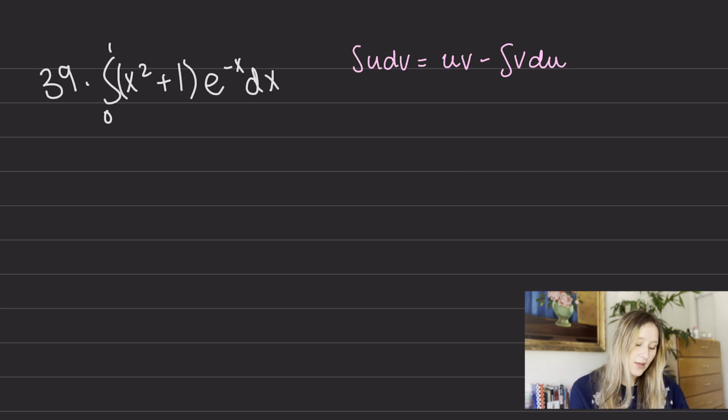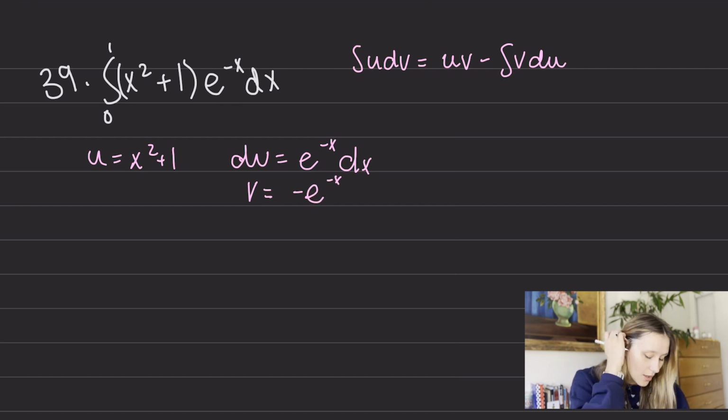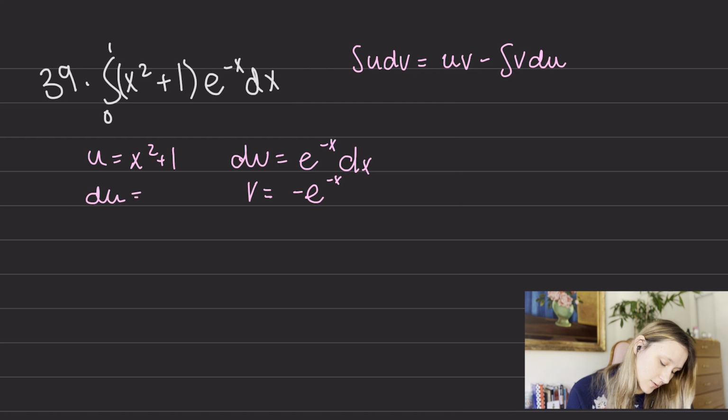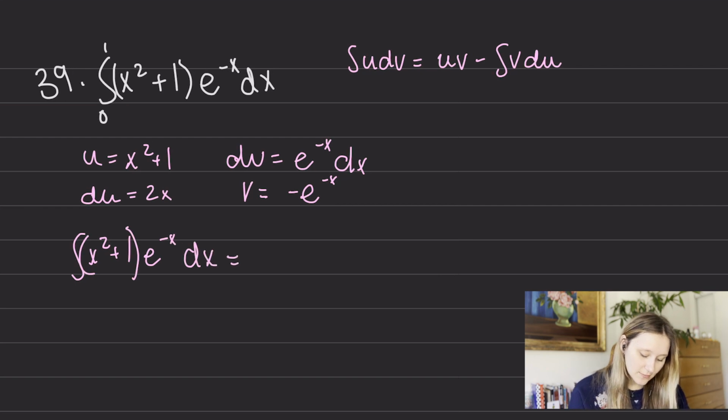Anyways, u is going to be x squared plus 1. dv is going to be e to the minus x dx. v is going to be minus e to the minus x. And then du is going to be 2x. For now, I'm just going to solve the indefinite integral because that's going to make things easier. I'm going to deal with the 1 and the 0, the definite part of the integral, at the end.